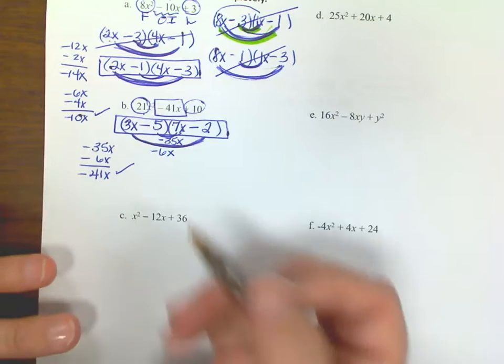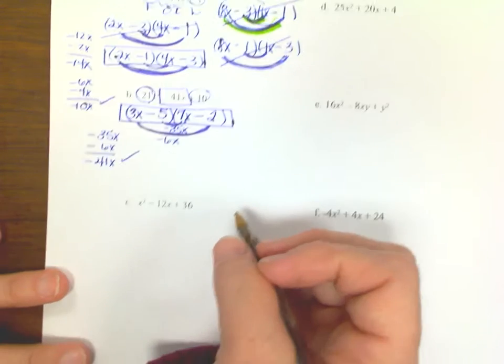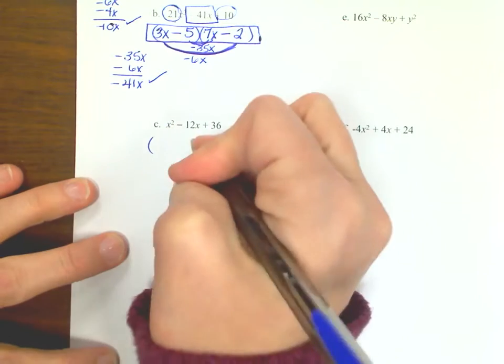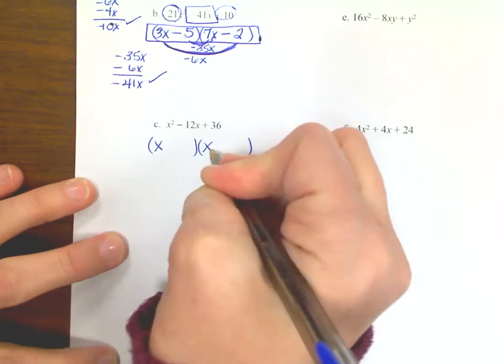Okay, and if you want to continue foiling it out, you can, and you see that it builds back up to this trinomial. All right, this third example is x squared minus 12x plus 36. We're going to break it down again. There's no GCF, so we know it's an x times an x.